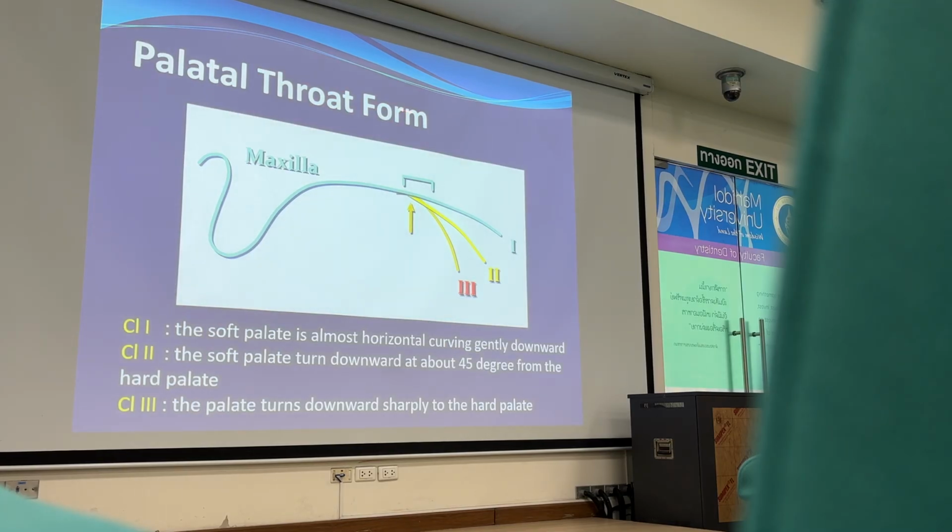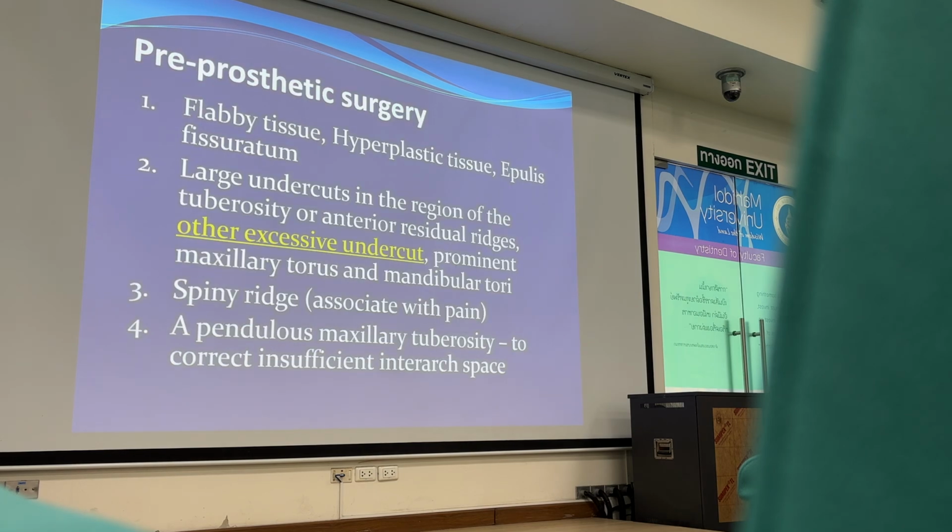Palatal form here is the palatal. It is the maxilla, you see the palatal form. Like the class 1, the soft palate is almost horizontal, curving gently downward. Class 2 is about 45 degrees from the hard palate. And class 3 turns down sharply from the hard palate. So we have the 3 types of palatal form.